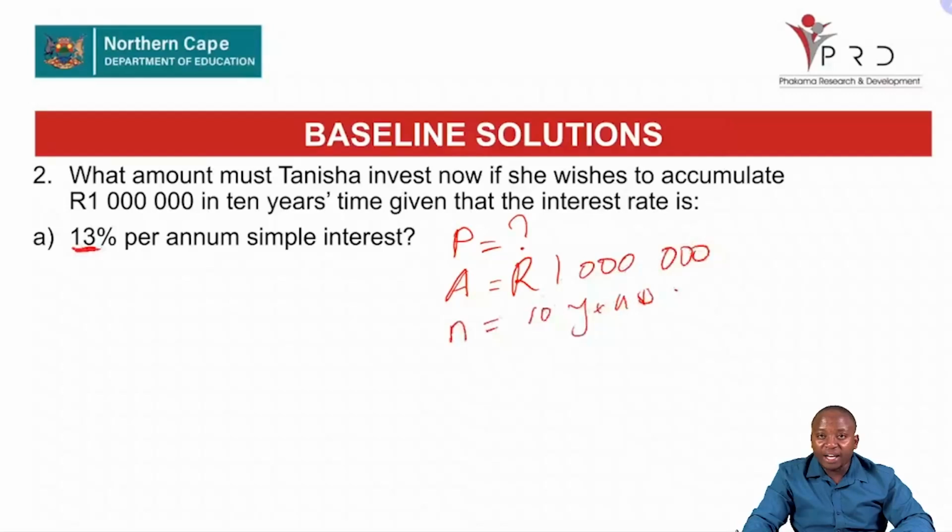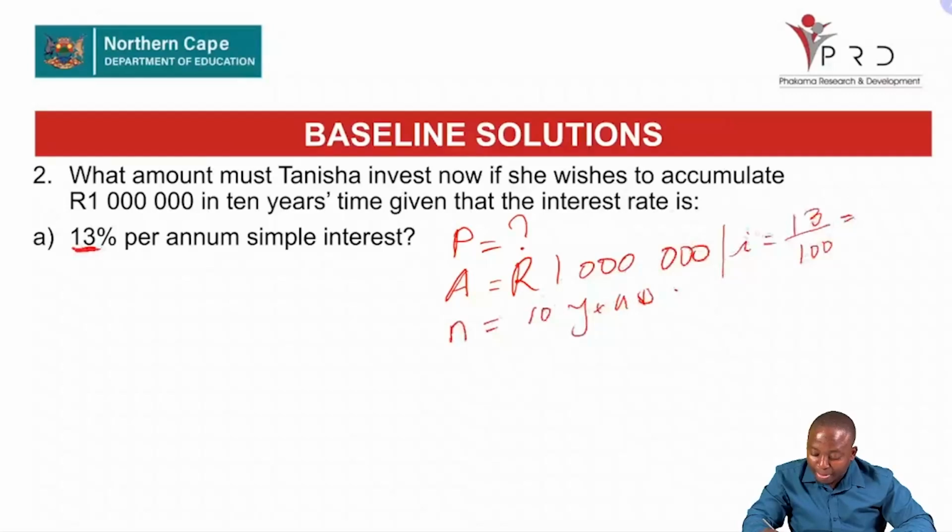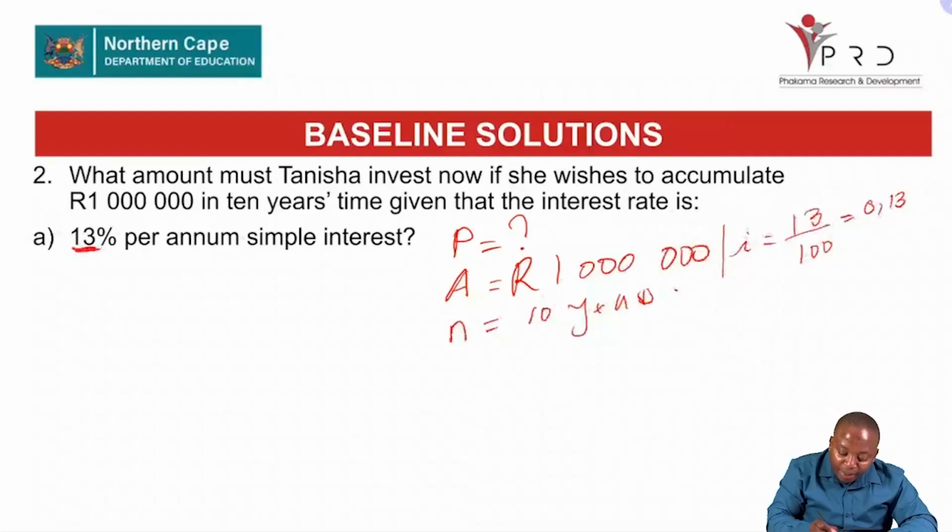So to find I there, remember that I always equals the rate divided by 100. So our rate in this case was 13. So we're going to say 13 divided by 100 to get our I. So our I in this case is 0.13. Right.